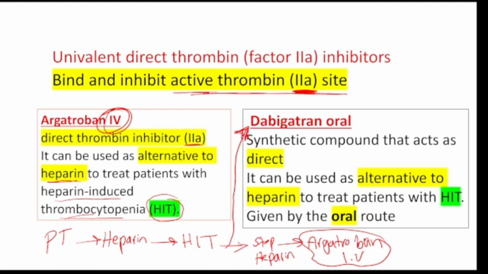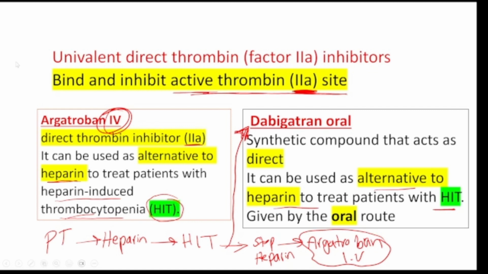Dabigatran is an alternative to heparin in patients with a history of heparin-induced thrombocytopenia. So you can see here we have an alternative. We have an approach for patients suffering from HIT. The approach will be argatroban IV when the patient is in the hospital. When the patient is discharged from the hospital, we cannot prescribe heparin again. The alternative will be oral dabigatran.